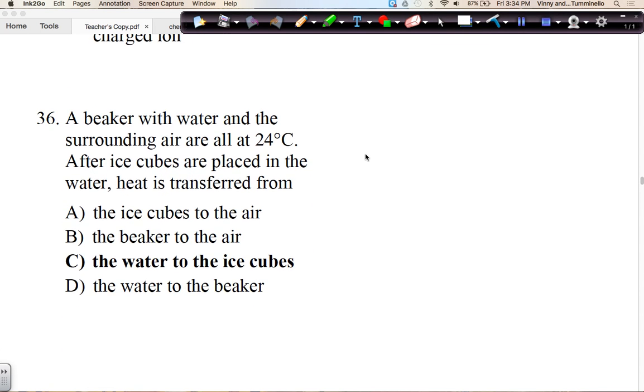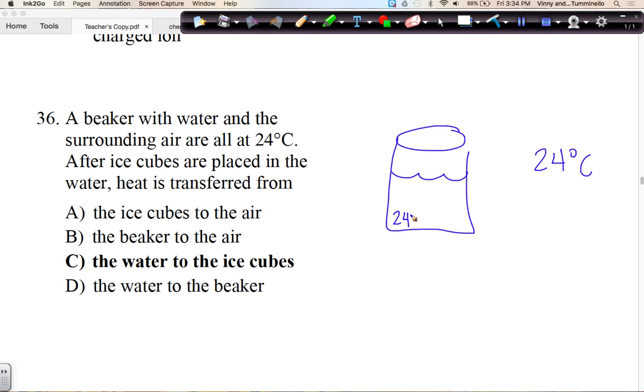If we move up to number 36, it says that a beaker with water and the surrounding air are all at 24 degrees Celsius. So we have 24 degrees Celsius out here, and we have 24 degrees Celsius in here. And they're asking if we put ice cubes into the water. Now the ice cubes have to be either at 0 degrees Celsius or something lower than 0 degrees Celsius.